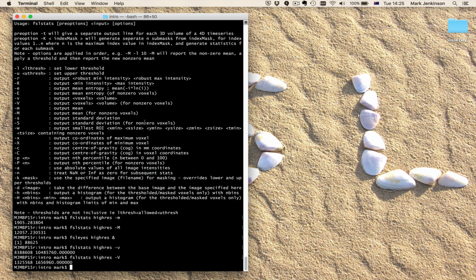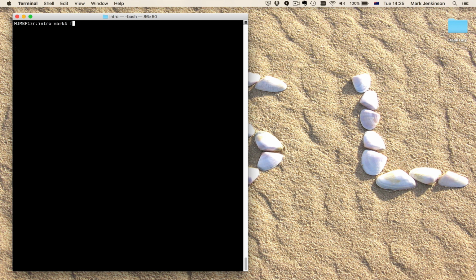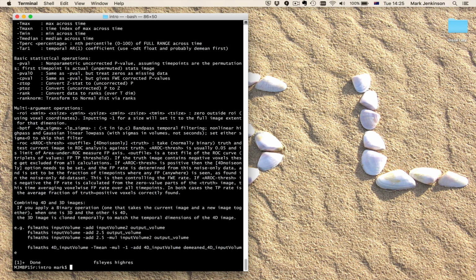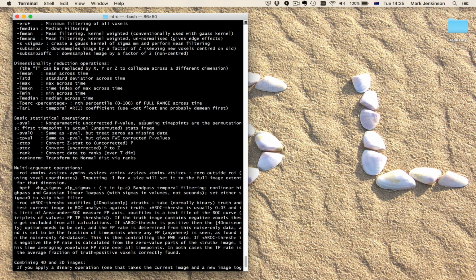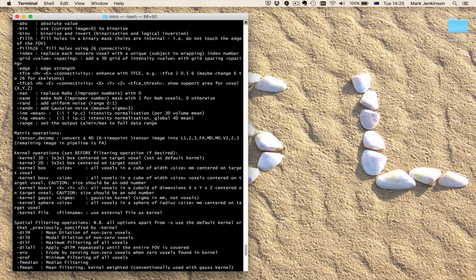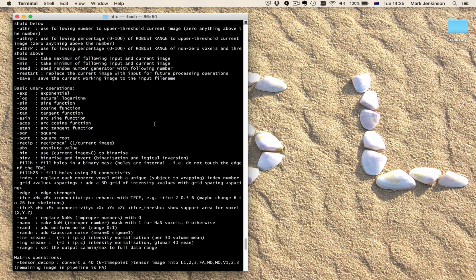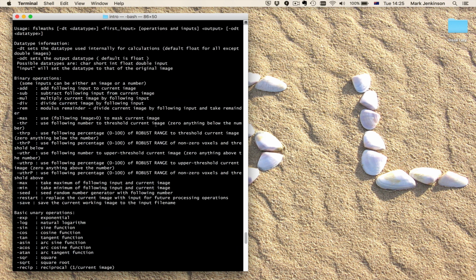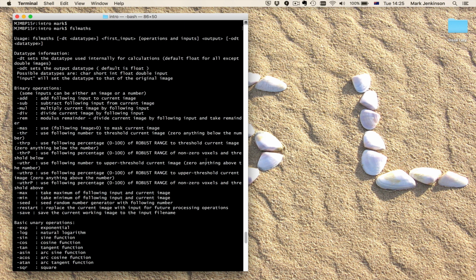So now we can move on to another command in the FSL utils that we can use commonly, and that's FSL maths. So first of all, we can type FSL maths and just have a look at the different options. And this is a very long list because there's lots and lots of different things that you can do with FSL maths. But essentially, it is a tool for doing simple calculations on images. And so we're going to look at a few examples of this.